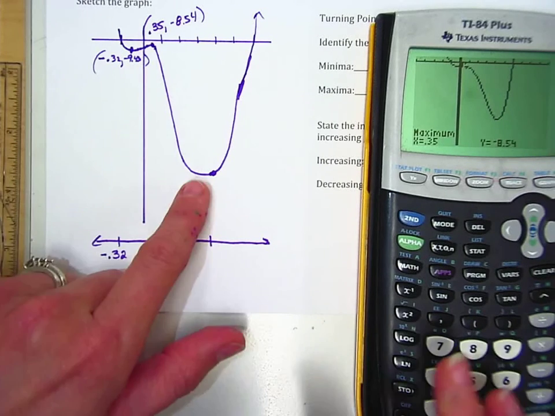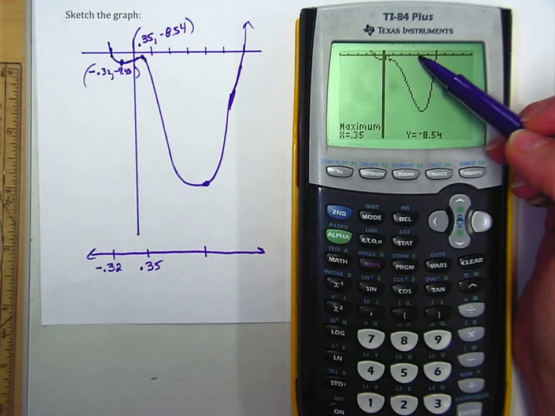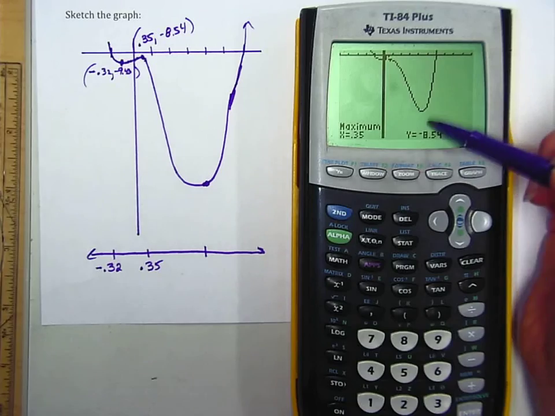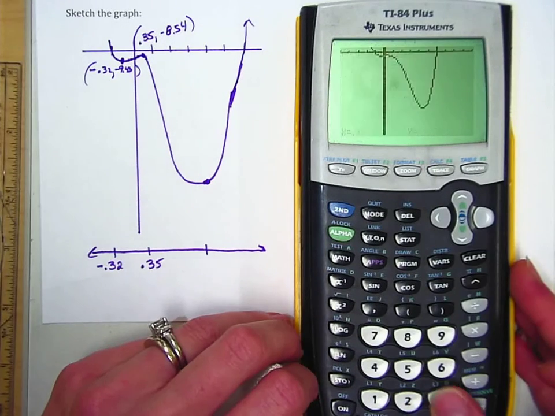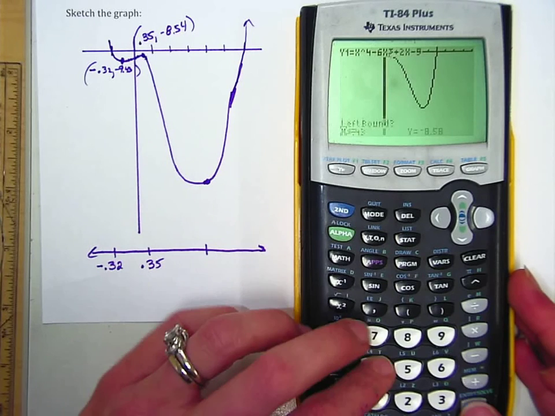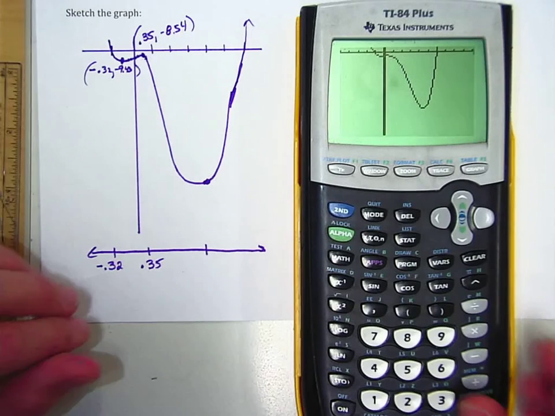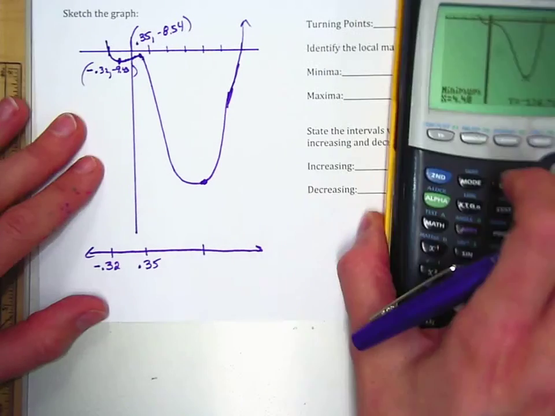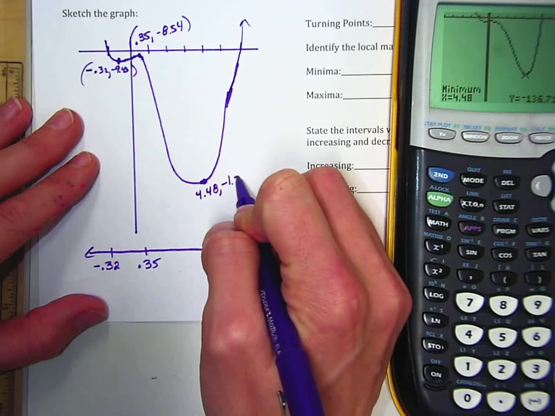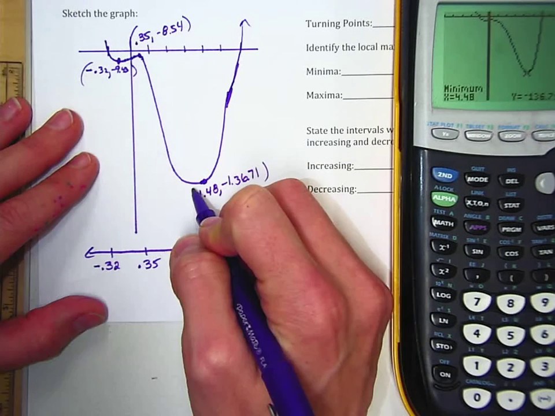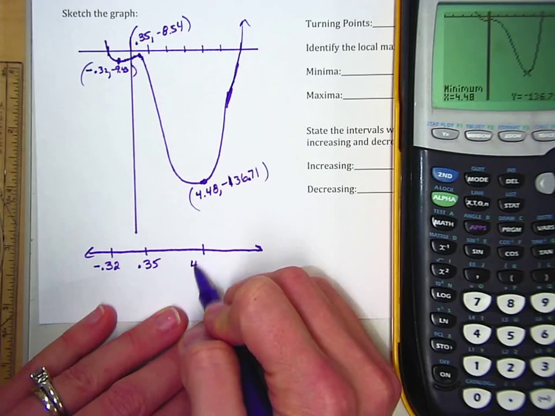And then here, like I said, I think this one was between 4 and 5. Let me double check. 1, 2, 3, 4, and 5. Yeah, I'm pretty sure. So that's a minimum, so I'm going to press 3. Left bound is 4, right bound is 5. Yep, sure enough, you can kind of see how it hopped. And then the minimum is 4.48 and -136.71. Oops, -136. And so we have 4.48 for our x value.